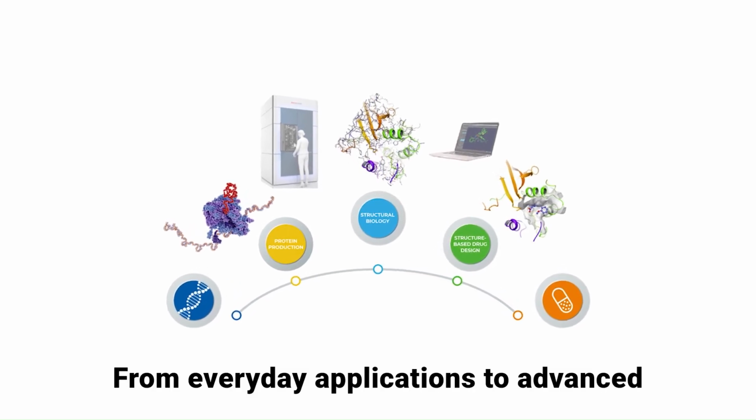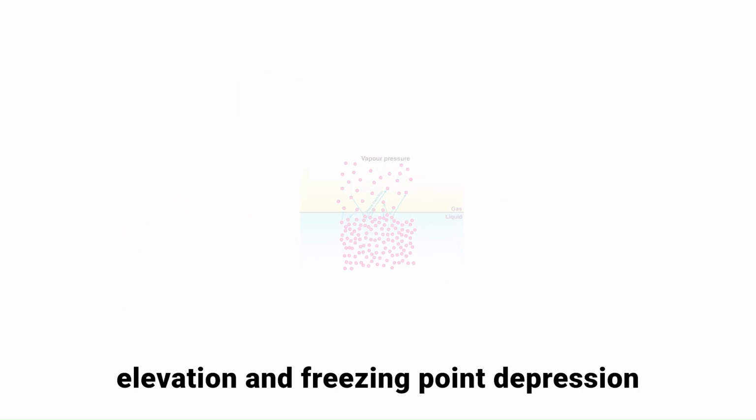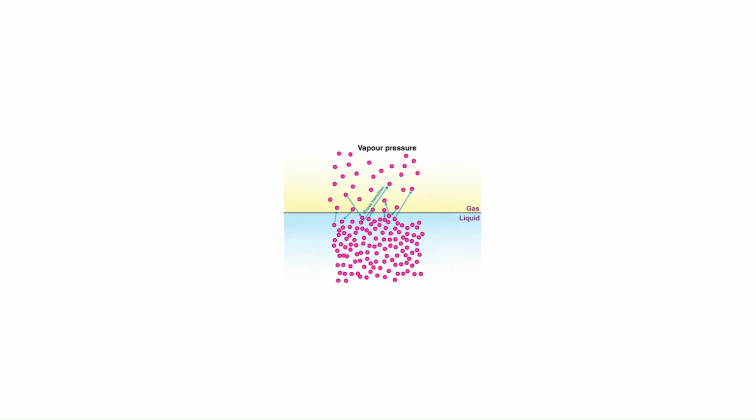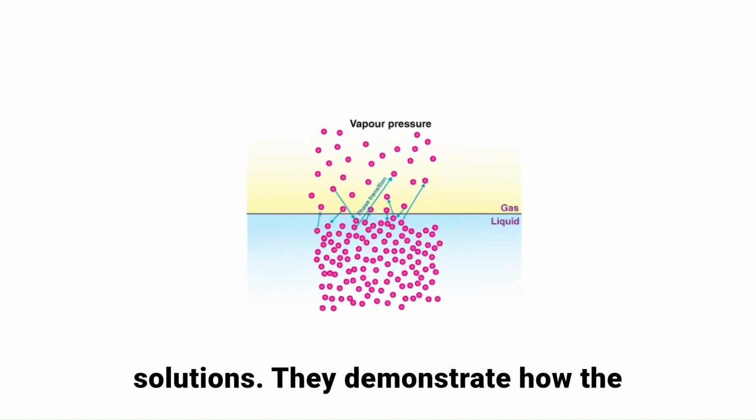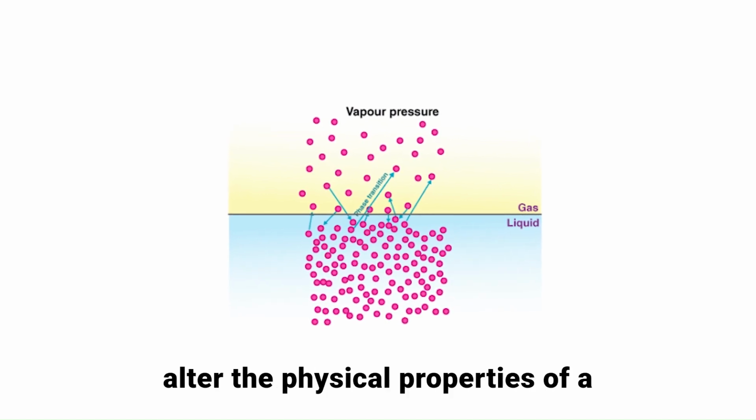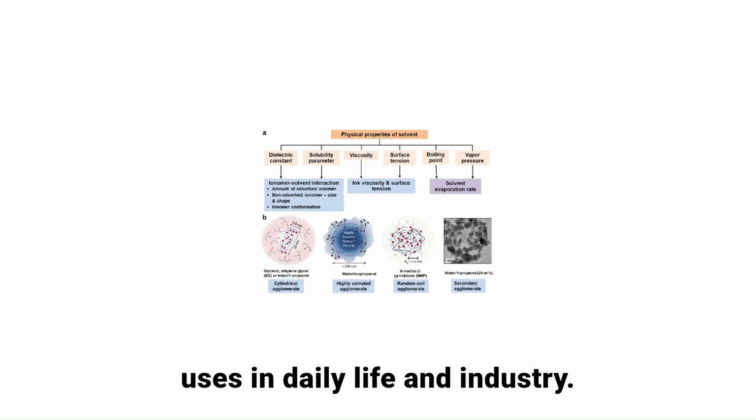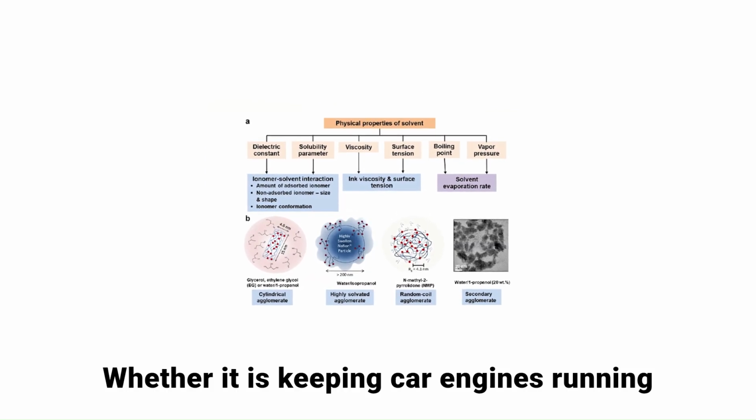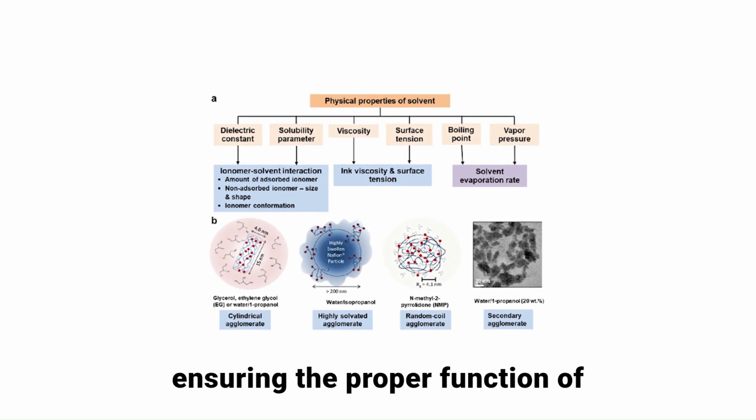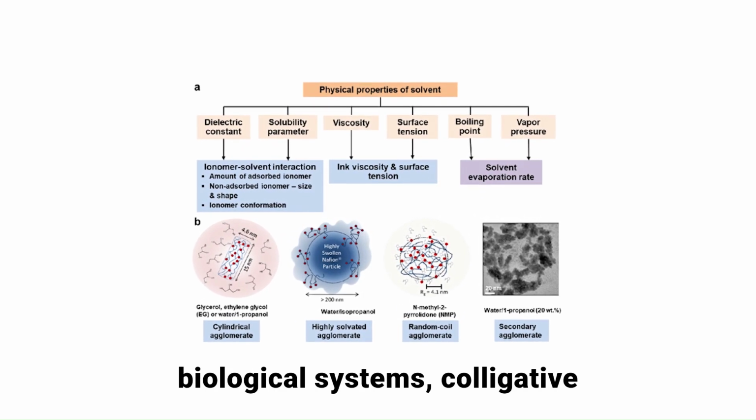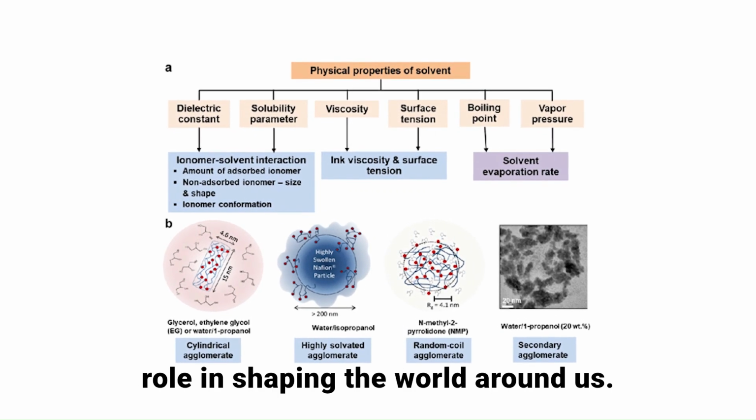From everyday applications to advanced scientific research, boiling point elevation and freezing point depression are fundamental concepts in chemistry that help us understand the behavior of solutions. They demonstrate how the addition of solutes can significantly alter the physical properties of a solvent, leading to various practical uses in daily life and industry. Whether it's keeping car engines running in winter, making ice cream softer, or ensuring the proper function of biological systems, colligative properties continue to play a crucial role in shaping the world around us.